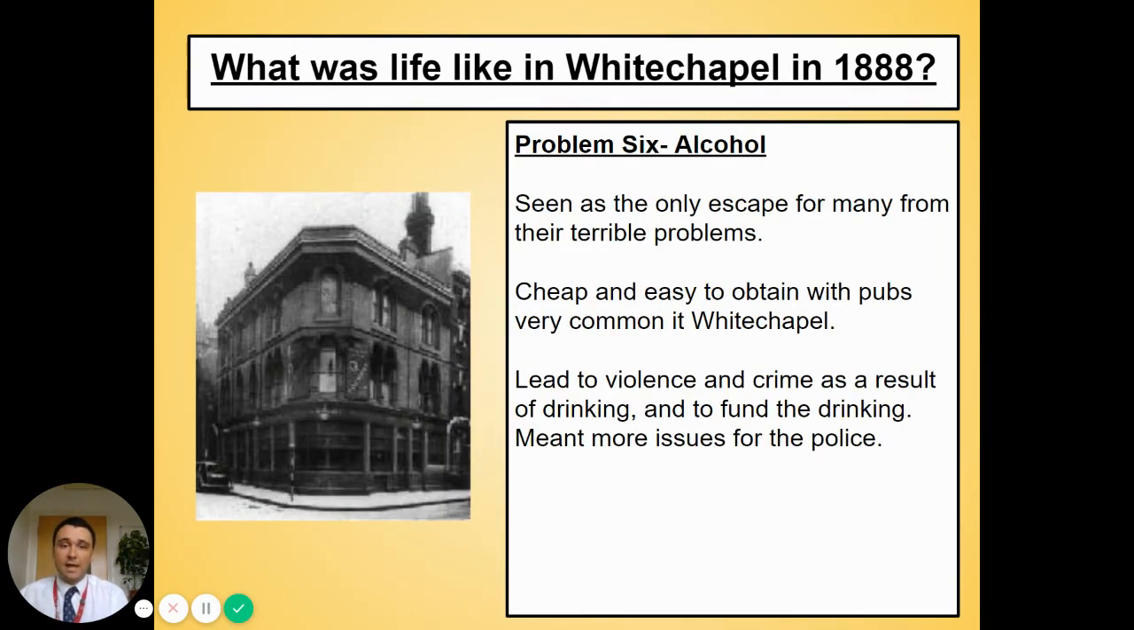Problem 6. Alcohol. So, for many, the life in Whitechapel was so bad that alcohol was seen as the only escape they had from their terrible problems. And it didn't help that alcohol like gin and beer were easily accessible. Pubs were really common in Whitechapel at the time. And this would lead to violence and crime as a result of drinking. People needed to get the money for their alcohol to fund the drinking, and this created more issues for the police as a result.